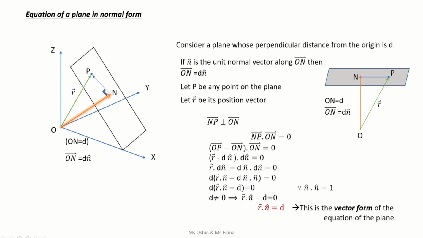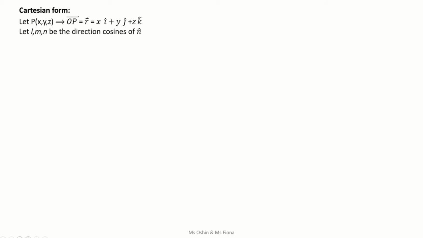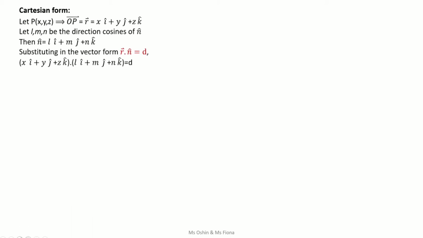Now, let us derive the Cartesian form. Let us take point P as (x, y, z), which will imply vector OP, that is vector r, is x i cap plus y j cap plus z k cap. Let's consider l, m and n to be the direction cosines of n cap. Then n cap will be l into i cap plus m into j cap plus n into k cap. Substituting in the vector form, taking the dot product, we get lx plus my plus nz is equal to d as the Cartesian form of the equation.